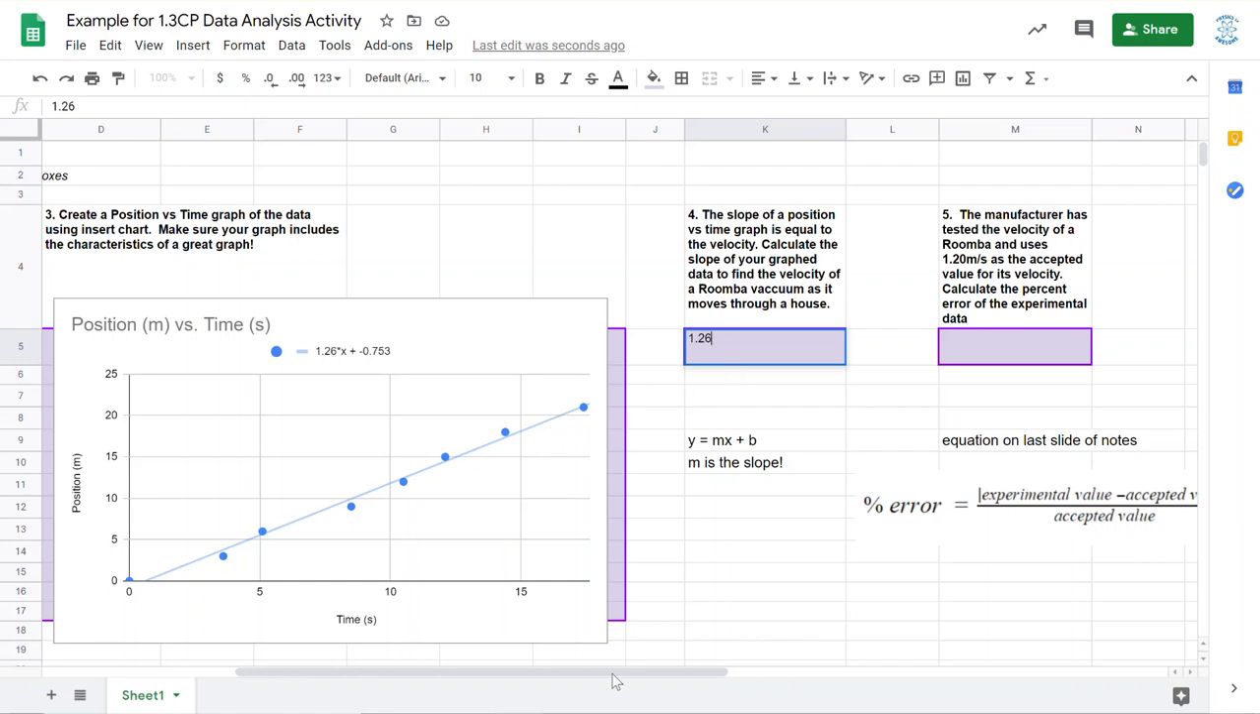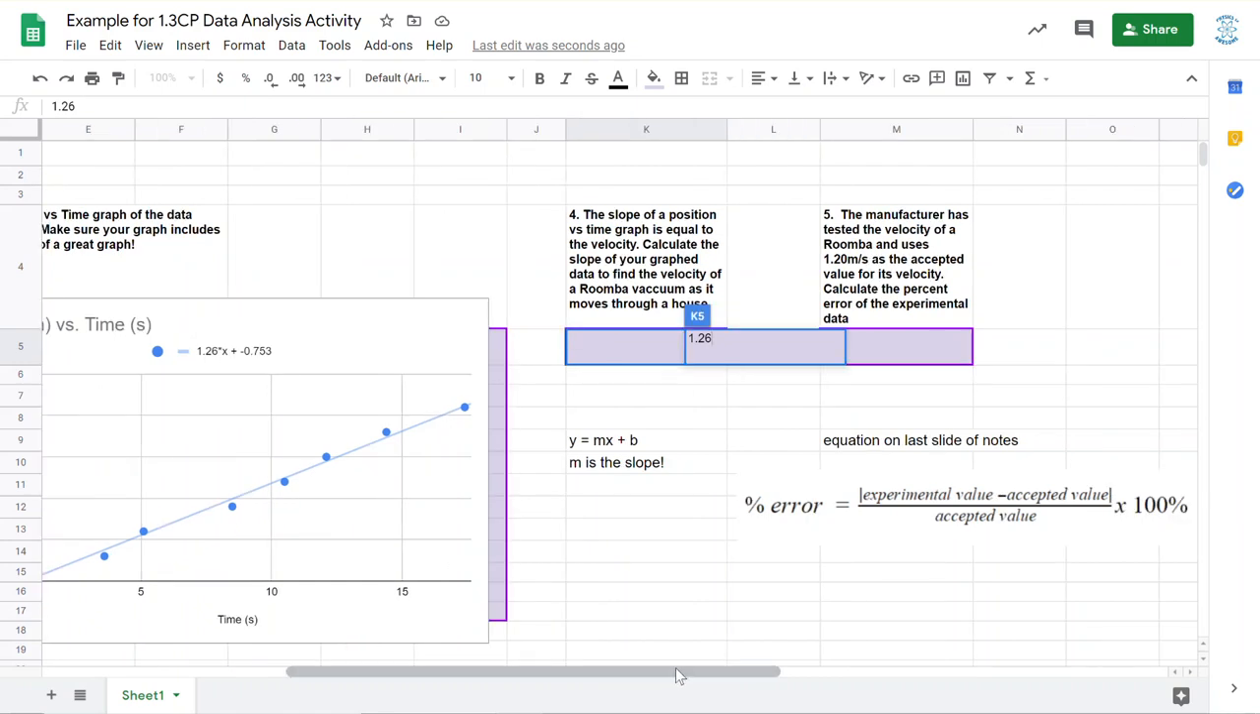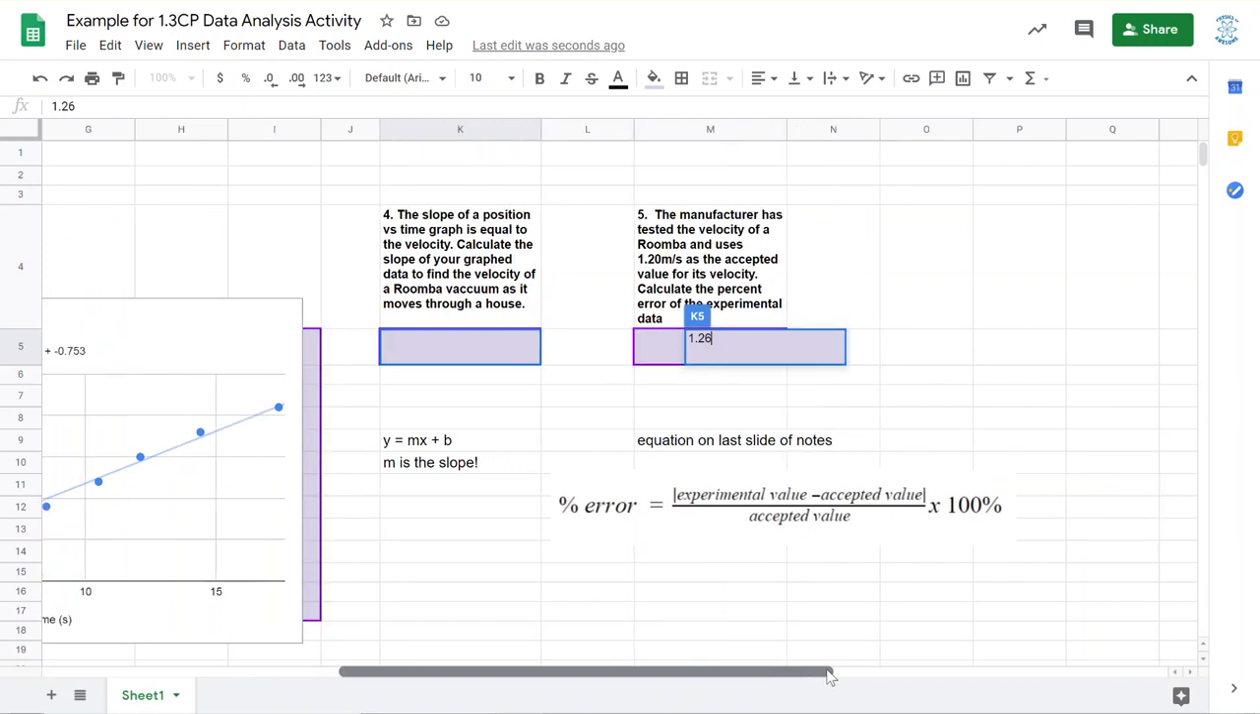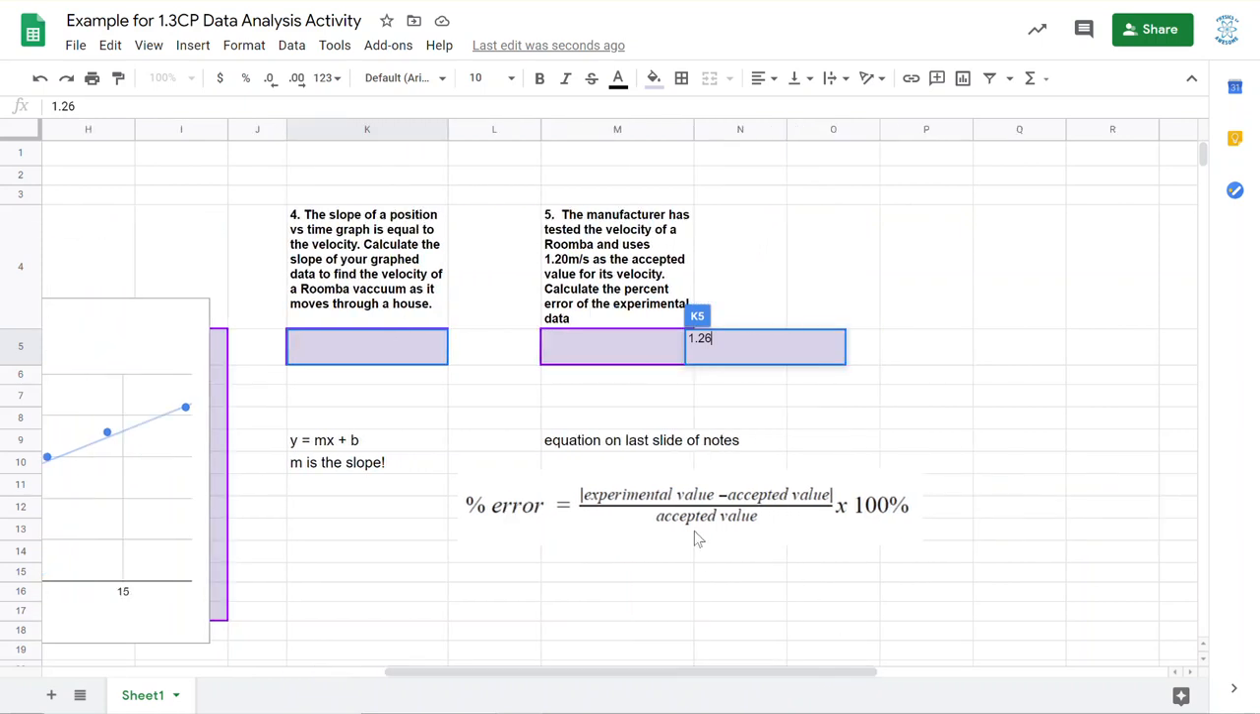For the last question, I need to calculate the percent error. You can find this equation on the last slide of our notes, and I have the equation here. So you can see the equation here. Percent error equals experimental value minus accepted value divided by accepted value times 100. So when you are typing this into your calculator, the experimental value is equal to the slope of the graph, 1.26, my answer from number 4.